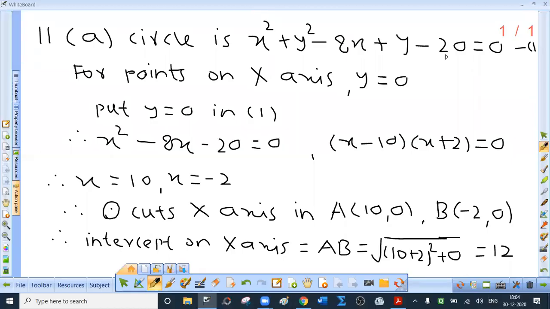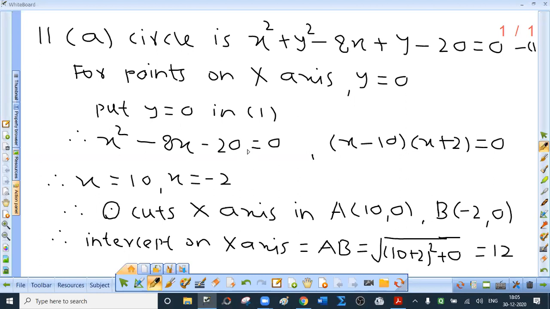Sum number 11. Find the lengths of the intercepts made on the coordinate axes by the circle. We'll be doing part 1, first sum, second for homework. See, what do you mean by intercept made on x-axis? For that, we have to find the points of intersection of the x-axis and the circle. In fact, this is not a tangent. The x-axis is not tangent to the circle. So, the circle cuts the x-axis in 2 points.